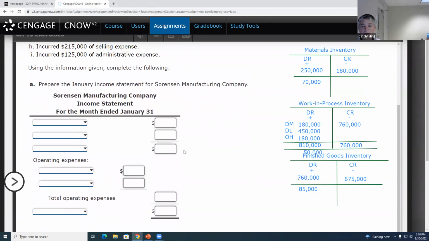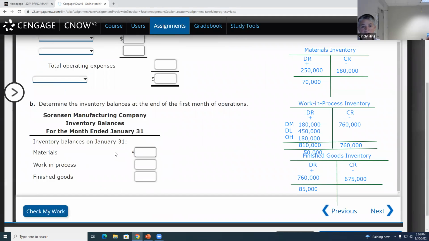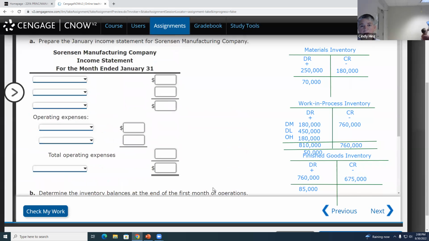So we now actually could go ahead and answer part B already. We have the inventory balances on January 31st: the materials, the work in process. And if you were able to get into C now, you're going to want to enter those in your part B. And then we can do the income statement.